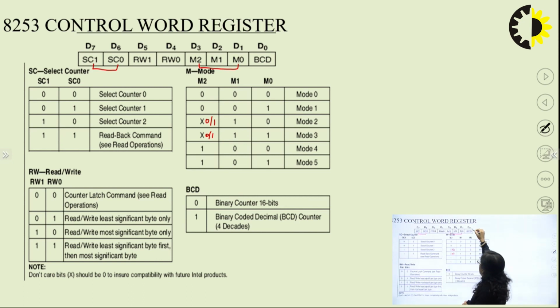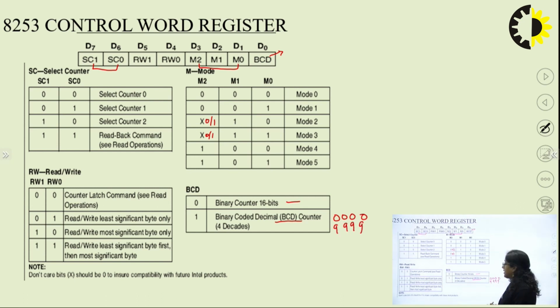The D0 bit is used to select whether we want a binary counter, that is it will count 0, 1, 2, 3, A, B, C, D, E, F, in binary or hexadecimal values, or we can configure it as a BCD counter, that is 4 decades, because there are 16 bits. We can make them as nibbles of 4 bits each, so we have 4 decades. So we can count a maximum of 9999 here. So first we select the counter, then we select the mode, and we select the data bits, whether we want a binary counter or a BCD counter.